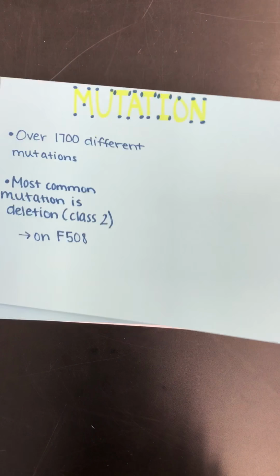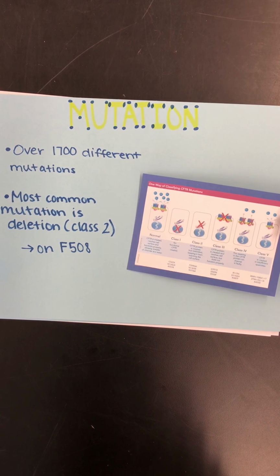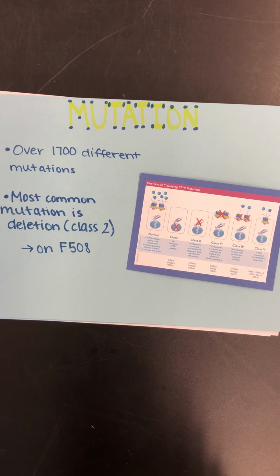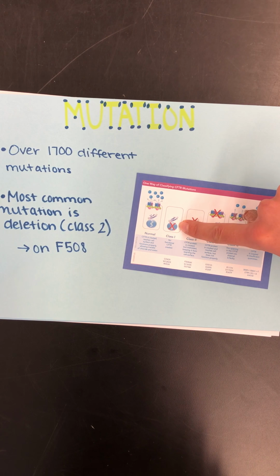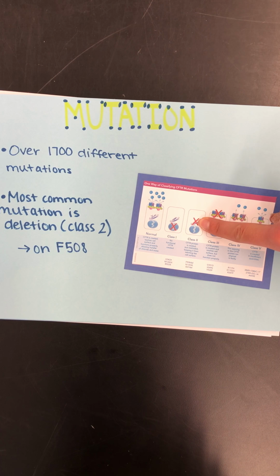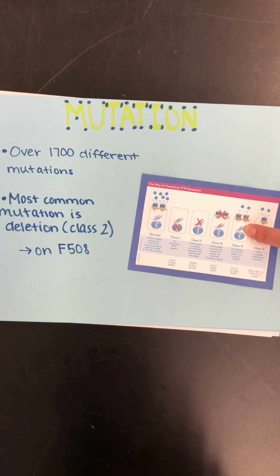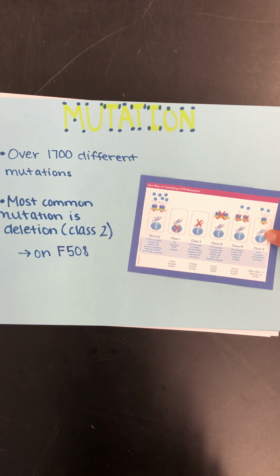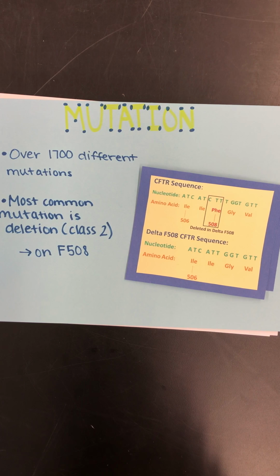There are over 1,700 different mutations of the CFTR gene that can cause cystic fibrosis. Over the years, scientists have classified the mutations into 5 different classes: protein production mutations, class 1, protein processing mutations, class 2, gating mutations, class 3, conduction mutations, class 4, and insufficient protein mutations, class 5. The most common mutation is a processing mutation known as F508del, which removes an amino acid from the CFTR protein, also known as a deletion.